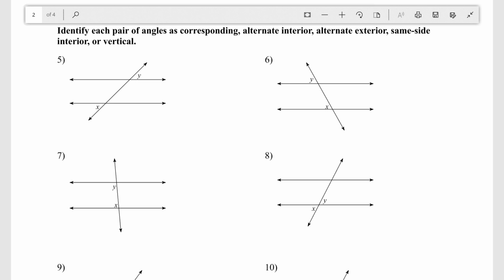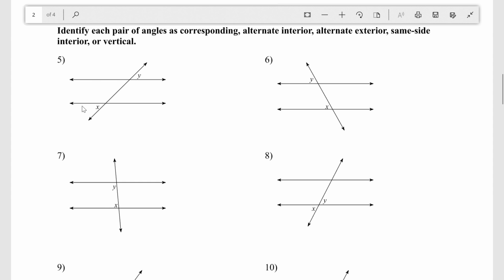In this next part of our worksheet, we are looking to identify whether these angle relationships, x and y, are corresponding, alternating interior, alternating exterior, same side interior, or vertical. Here, I advise you to refer back to your theorems and postulates cheat sheet to brush up on those different relationships. We're going to name all of them here just so that you have that reference.